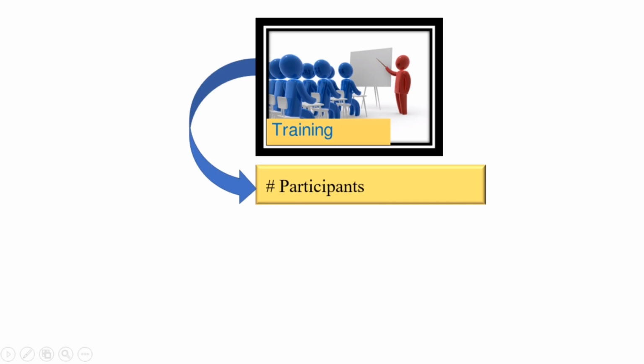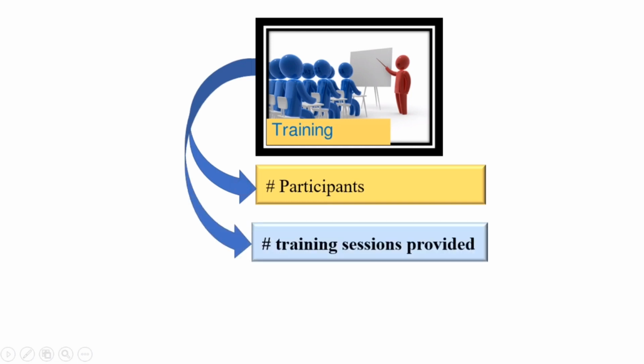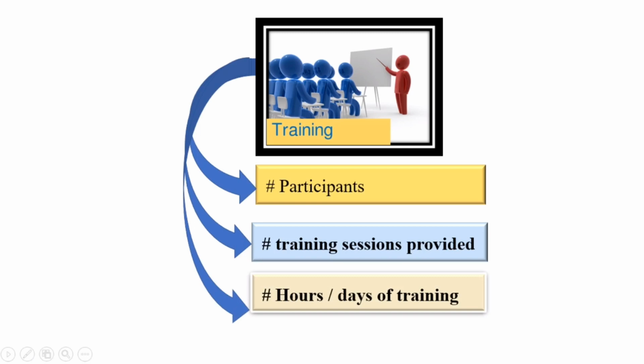Now let's go back to our previous example related to training. The outputs from the training include the number of participants who attended the training, the number of training sessions that we have provided, and the number of hours or days that we conducted the training for those groups of participants.